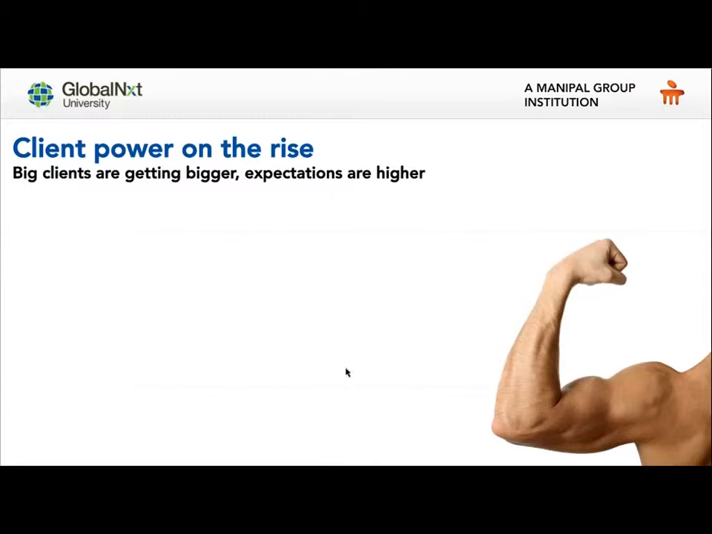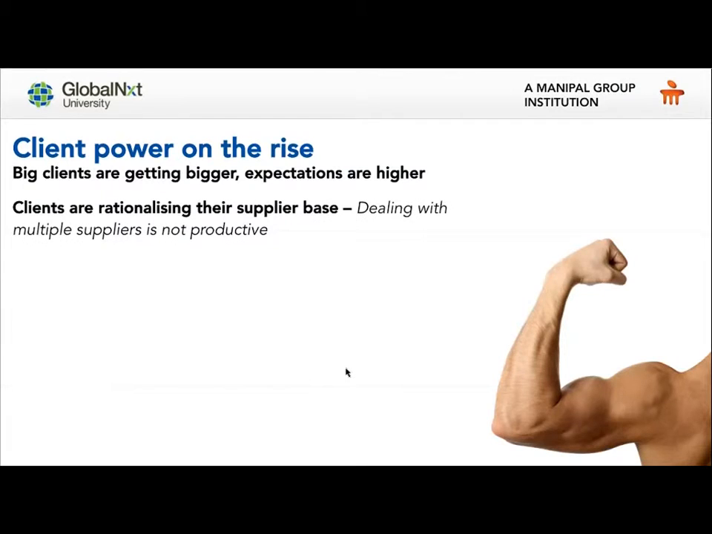They're demanding more, and they're setting higher expectations. The other thing that clients are doing is rationalizing their supplier base. They don't want to deal with hundreds of different suppliers anymore. There's a problem managing too many suppliers. They actually want a smaller set of streamlined suppliers.